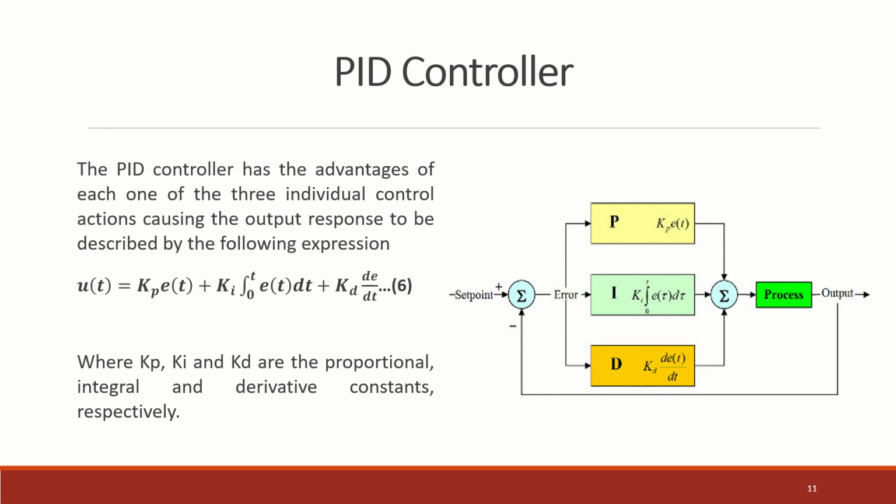Finally, the PID controller has the advantages of each of the three individual control actions, causing the output response to be described by the following expression, where Kp, Ki, and Kd are the proportional, integral, and derivative constants respectively. And if we were to draw this type of controller in a closed loop system, it would look like this.